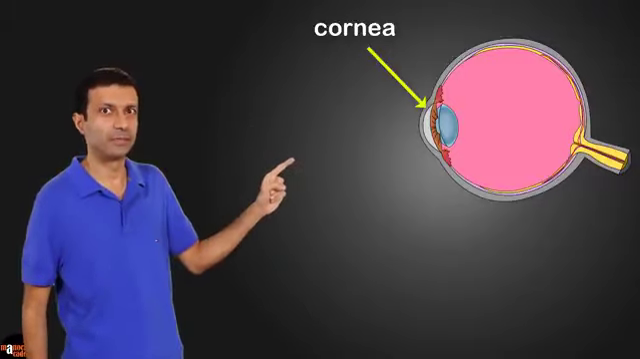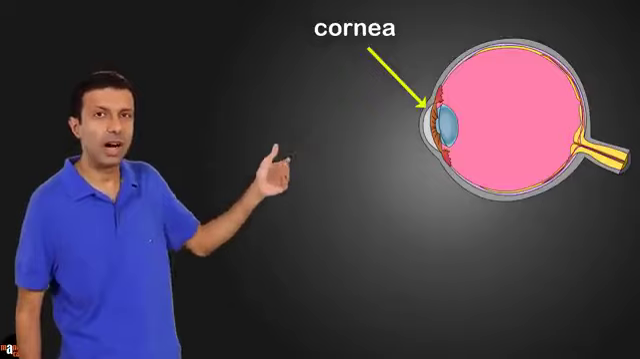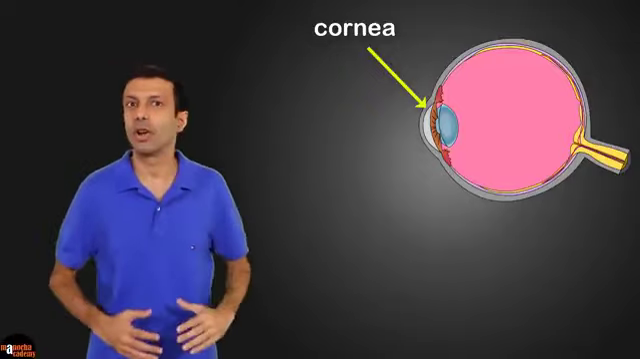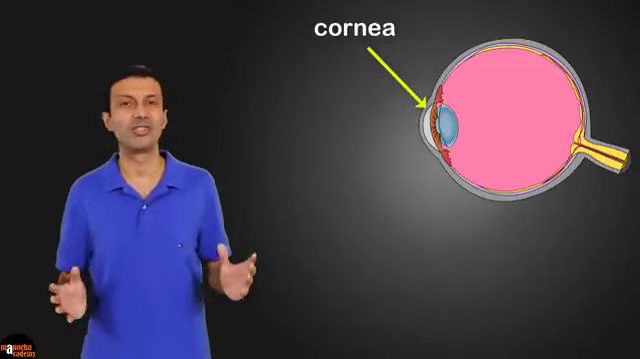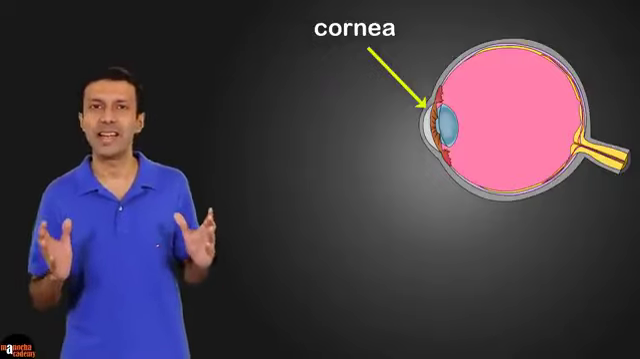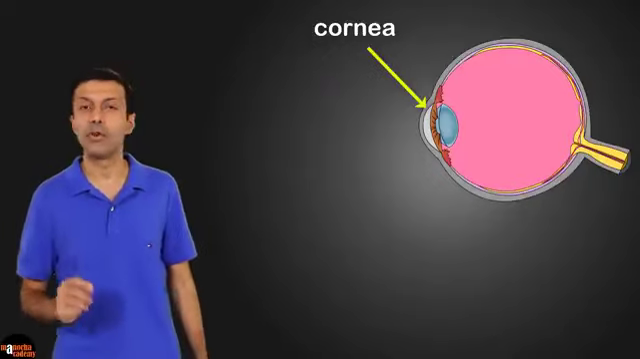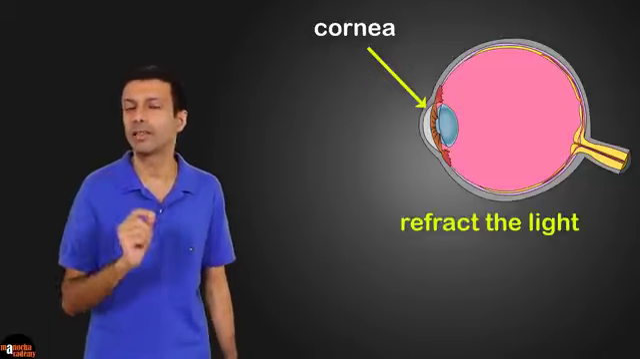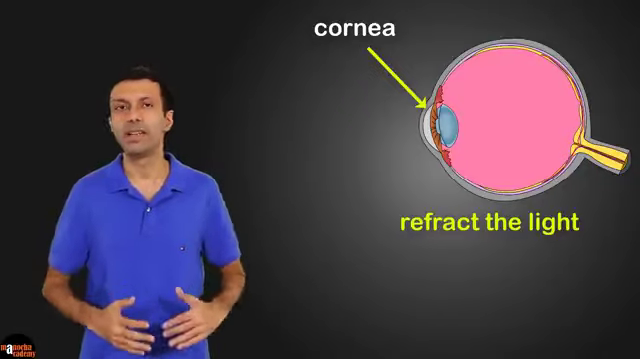As we saw earlier, the front layer of the eye is called the cornea. The cornea bulges outwards. The cornea is transparent. It's transparent so that light can enter the eye. The function of the cornea is to refract the light rays to help form an image in the eye.